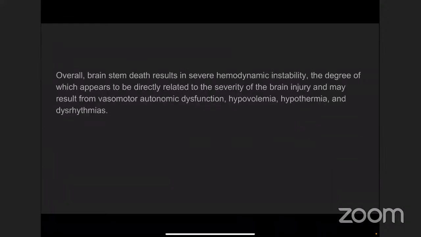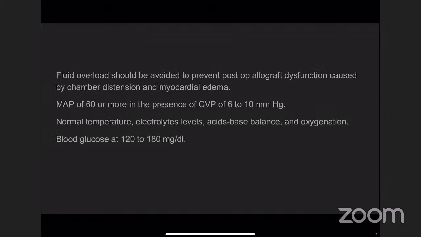Overall, brainstem death results in severe hemodynamic instability, the degree of which is directly related to the severity of the brain injury and may result from vasomotor autonomic dysfunction, hypovolemia, hypothermia, and dysrhythmias. Fluid overload should be avoided to prevent post-op allograft dysfunction caused by chamber distension and myocardial edema.